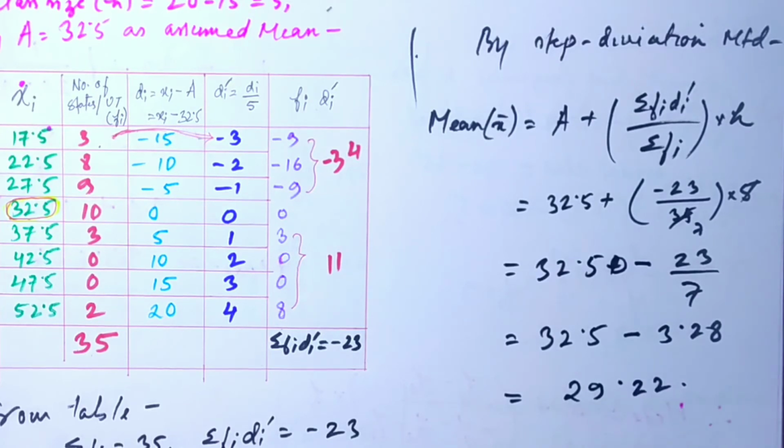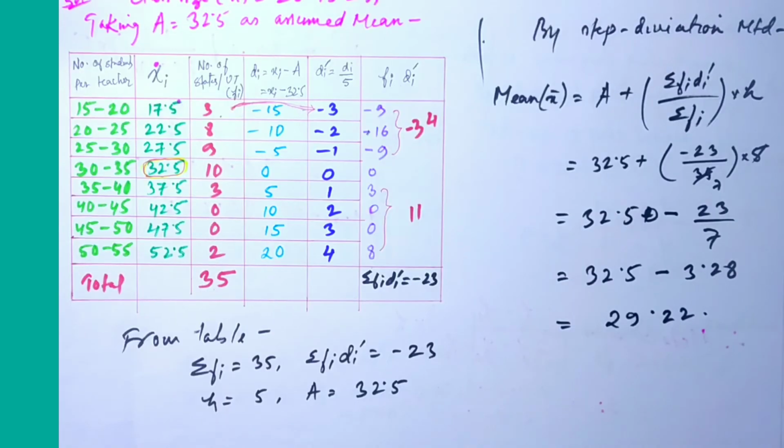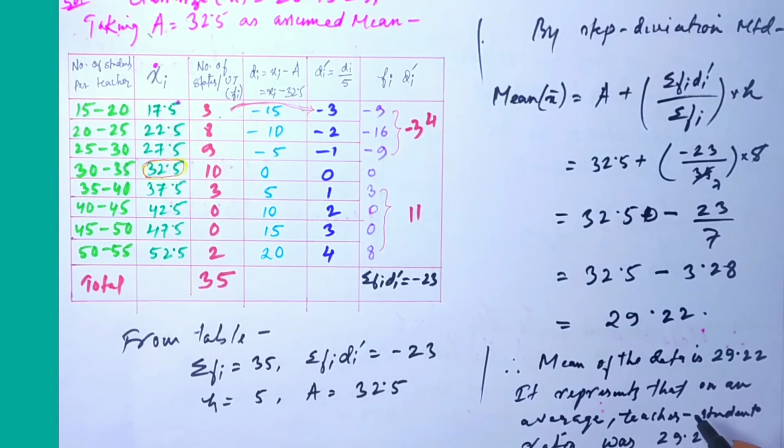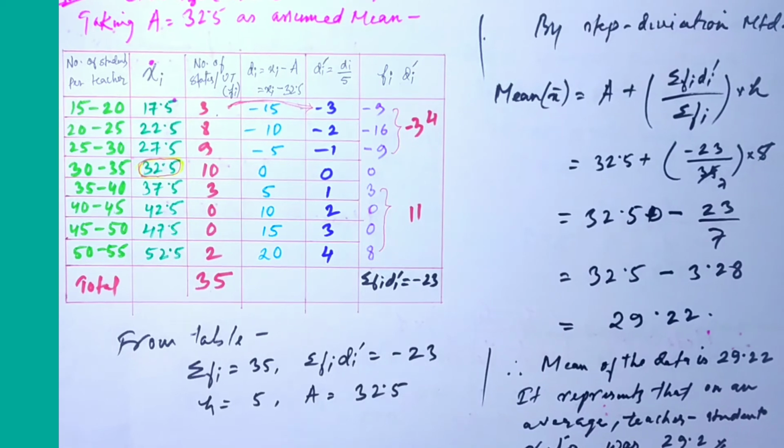Therefore, the mean of the data is 29.2, and it represents that on an average the teacher-student ratio was 29.2, which is our answer.